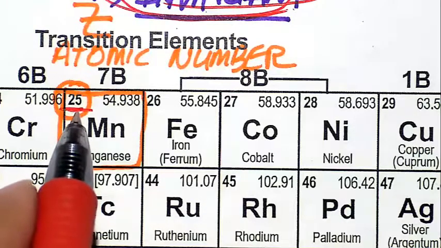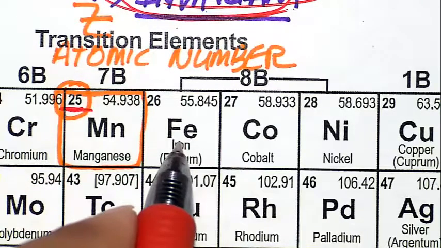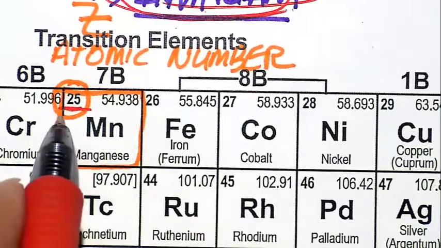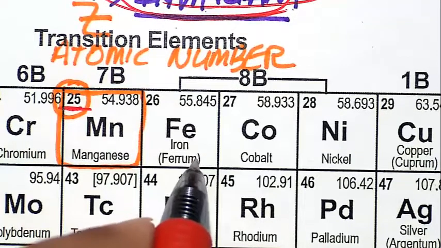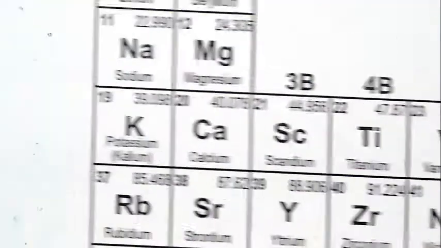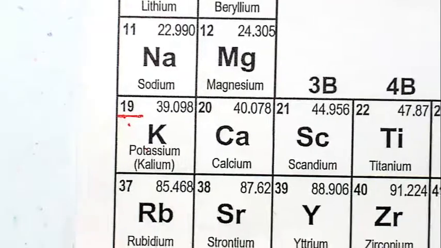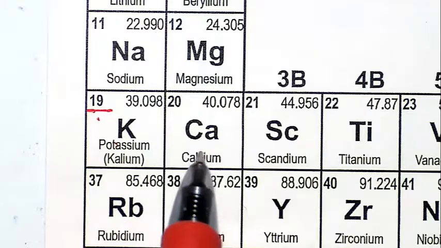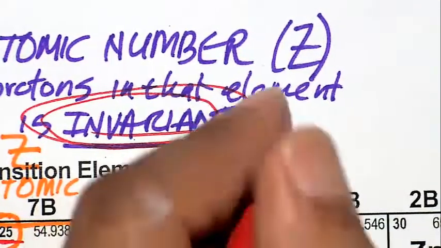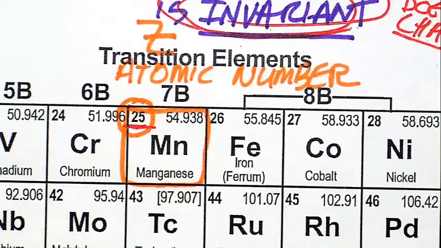Why can I not change the number of 25 to 26? Because if I change from 25, the atomic number Z, to 26, I don't have manganese anymore. I have iron. So that 25 is the number of protons in manganese. That number 26 is the number of protons in iron. That number 19 is the number of protons in potassium. It cannot change to 20 because I won't have potassium anymore. I'll have calcium. So the number of protons is invariant, does not change.